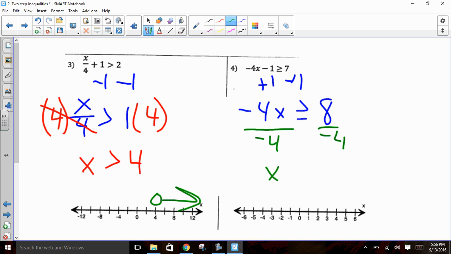Excuse me, let me go back up a second. Okay, so I divided everything by negative 4. So I get x on my left side. I'm going to get negative 2 on my right side because 8 divided by negative 4 is negative 2. And because I divided by that negative sign, I need to flip it. So it now becomes a less than. So I have x is less than or equal to negative 2.